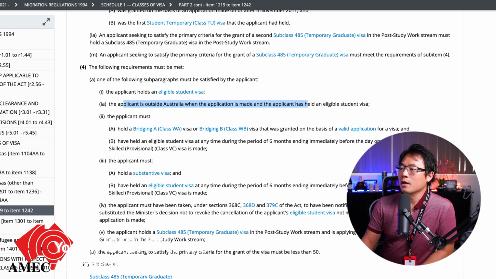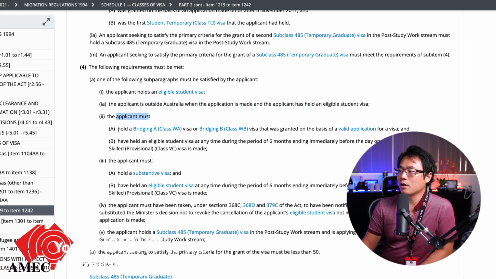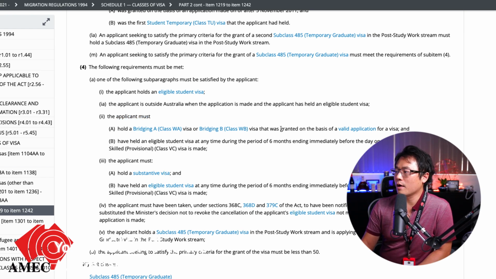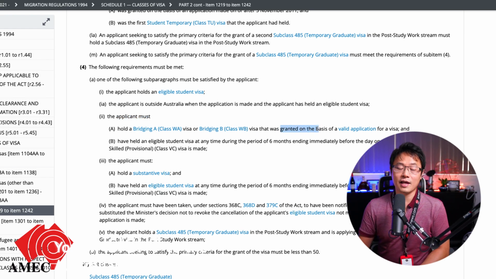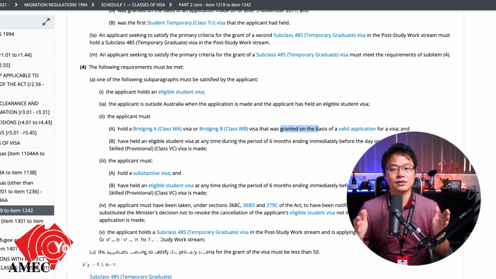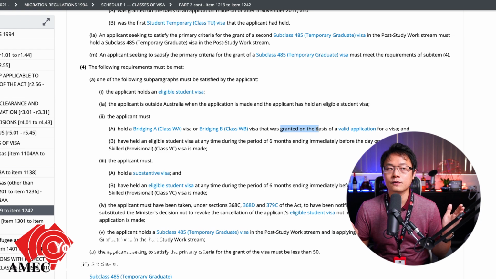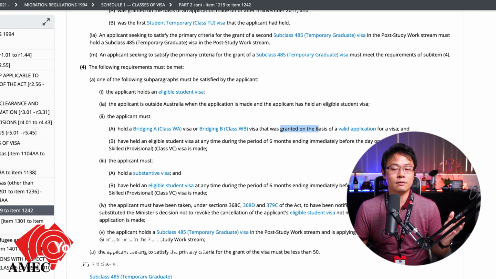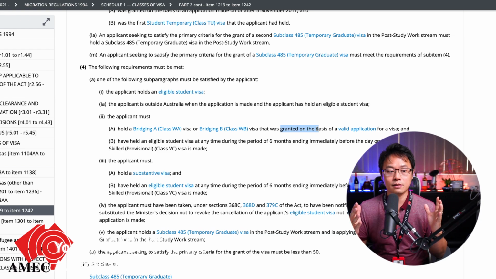And then number 3, the applicant must hold a bridging visa. Either it's going to be A or B. It was granted on the basis of a valid application. So that can be, for example, some people lodging for a visitor extended visa for graduate purposes, and during that time the visitor visa might not have been granted.